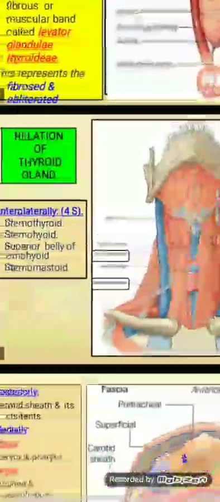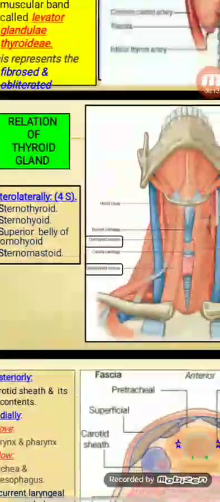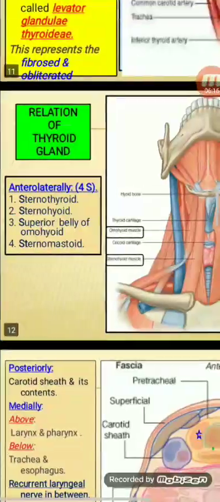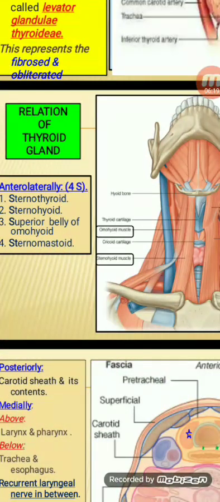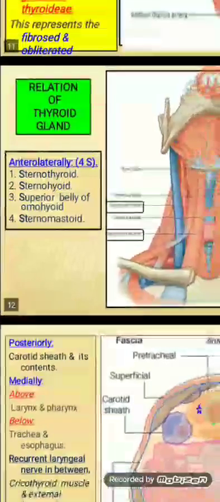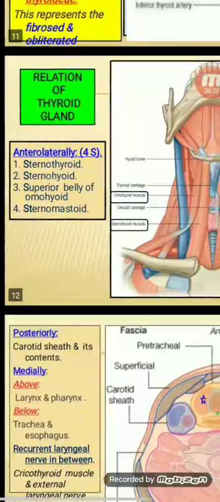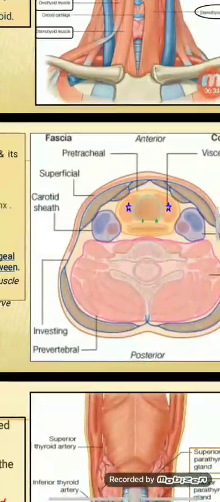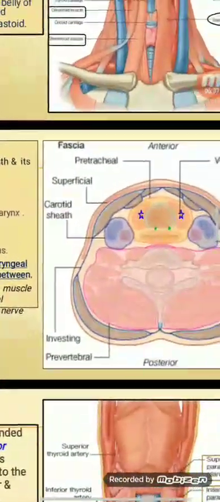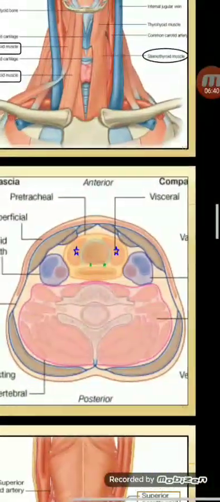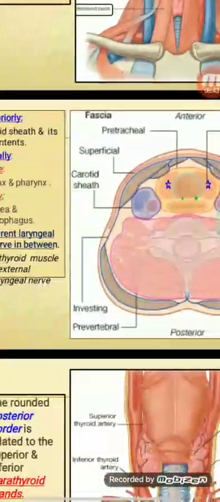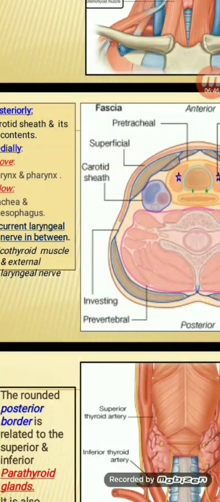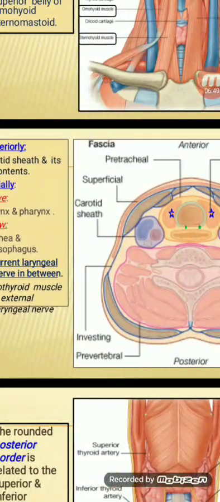What are the relations of the thyroid? Anterolaterally, the 4 S's: sternothyroid muscle from the sternum to the thyroid gland, sternohyoid from the sternum to the hyoid bone, superior belly of omohyoid, and sternomastoid, as you can see in the pictures. See the superficial layer, the carotid sheath in the neck, the investing and prevertebral fascia, and the pretracheal fascia. These are part of the deep cervical fascia.